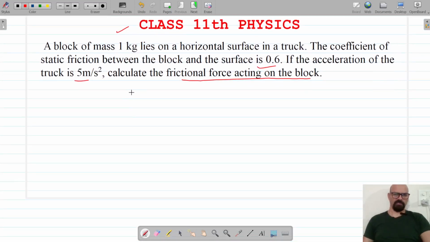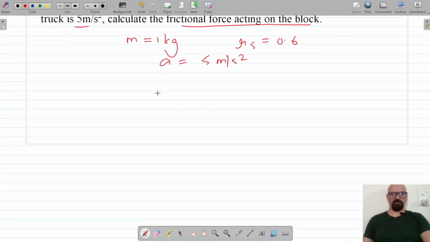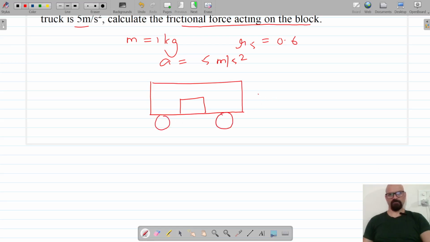So it's given that the mass of the block is 1 kg, the coefficient of static friction is 0.6, and the acceleration of the truck is 5 meter per second square. Okay, so let this be a truck in which a block of mass 1 kg is lying, and the acceleration of the truck is 5 meter per second square. Let this be the direction.